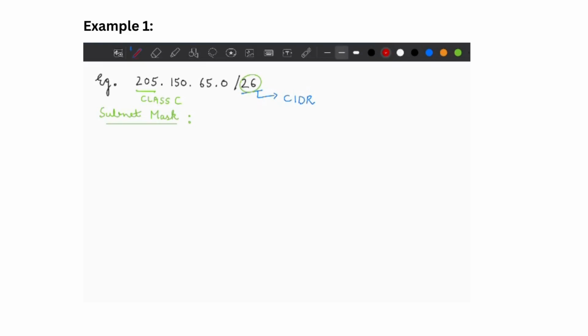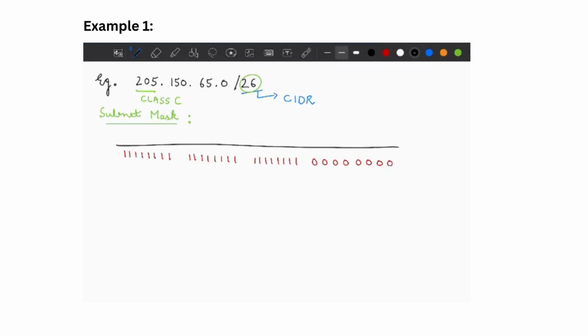So what we are going to do is write the subnet mask of class C, 255.255.255.0, in binary form. After converting it, we'll get the first three octets with all binary digits as 1, and in the last octet we'll have 8 zeros. So in the subnet mask of class C, we have 24 network bits.